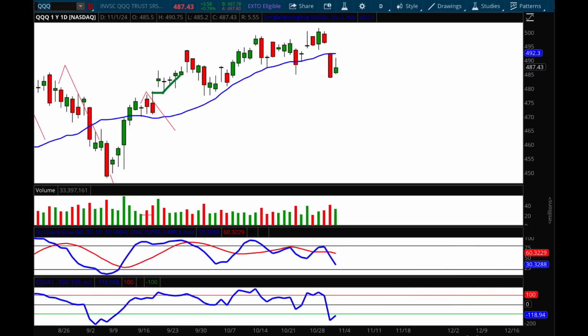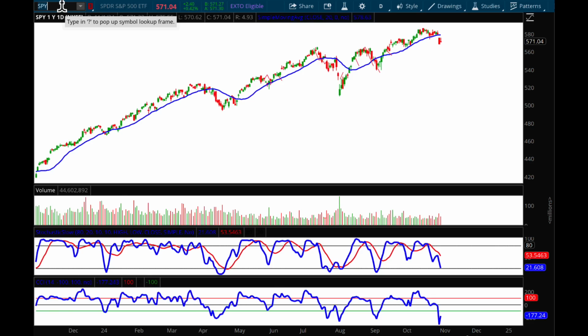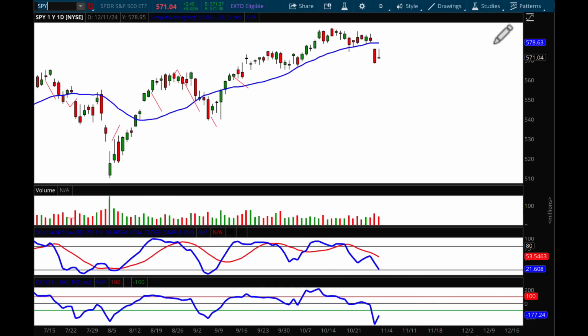You don't have to take my word on that. Go back and look at any chart that has any gaps, and you're going to see that 80-20 rule follows in all of those charts. So that is the Qs. Again, downside target on the Qs right there at 464.86. Moving on to the spiders, which is the S&P 500 ETF, ticker symbol SPY.